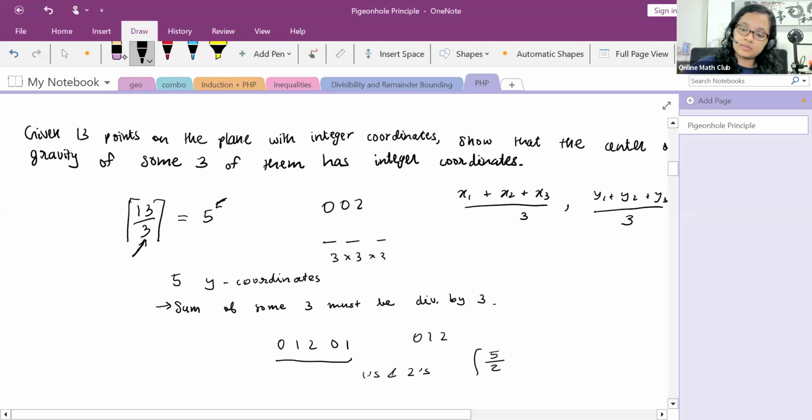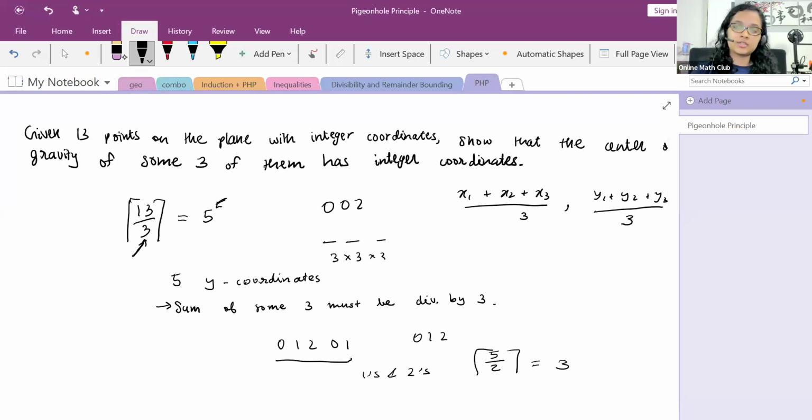You can have only two possibilities, so that leaves you with some three y coordinates which have all ones or all twos. So in both cases, you're done. I hope that's fine with everyone. If someone hasn't understood, please say.